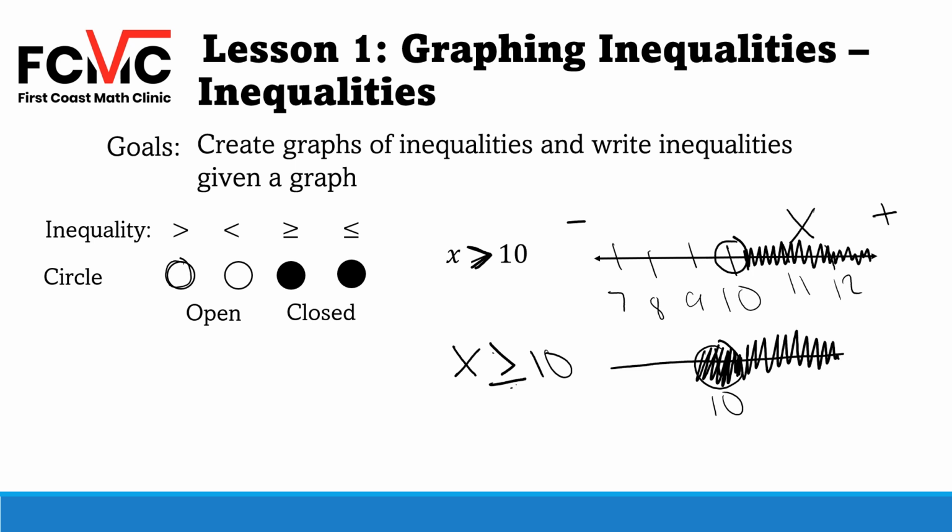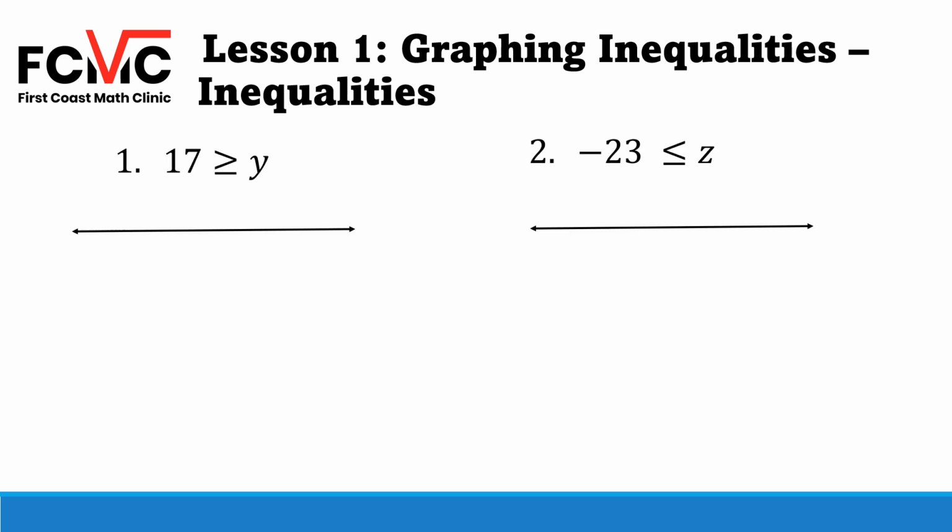Okay, let's do some examples where we create graphs from inequalities and then write inequalities given the graph. Number one, we've got 17 is greater than or equal to y. Let's graph our 17 in the middle of our number line. We know our greater than values are to the right, less than values are to the left. We want a closed circle at the 17 because it's greater than or equal to. Now, where is our y? 17 is greater than y, so y is less than 17.